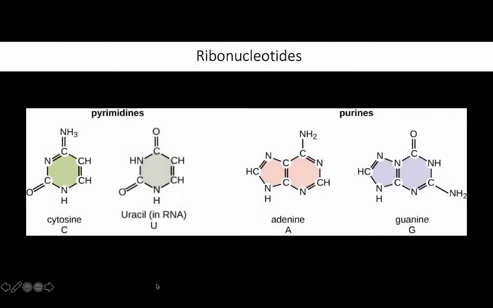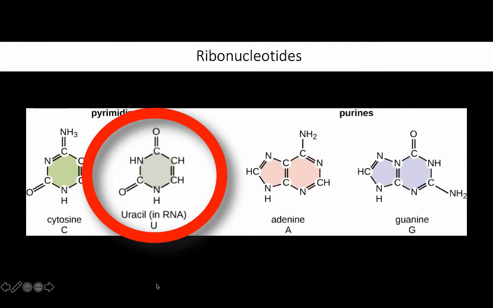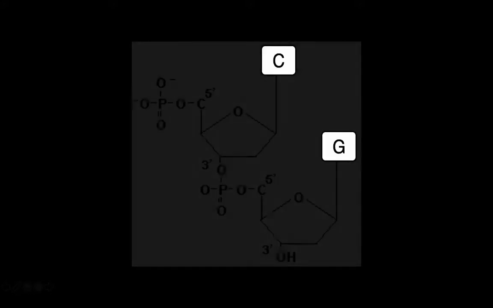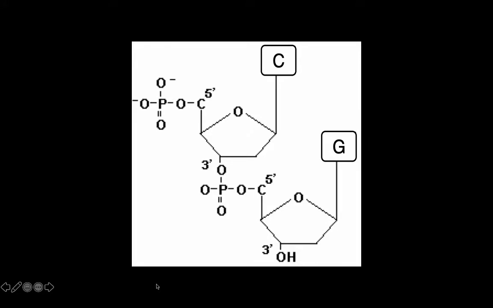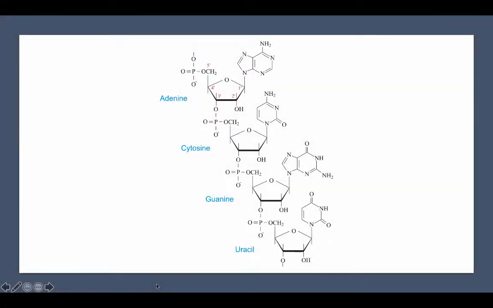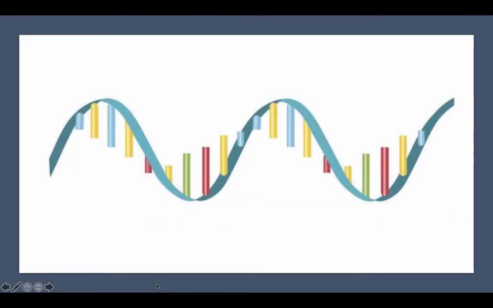RNA also has two pyrimidines and two purine bases, with one major difference. The pyrimidine thymine is replaced with the base uracil. These bases are polymerized just as DNA is, through a dehydration synthesis reaction of two nucleotides. This creates a phosphodiester bond with the removal of water. The long molecule of RNA that's created does not hydrogen bond to a complementary strand. Unlike DNA, RNA is a single-stranded molecule.